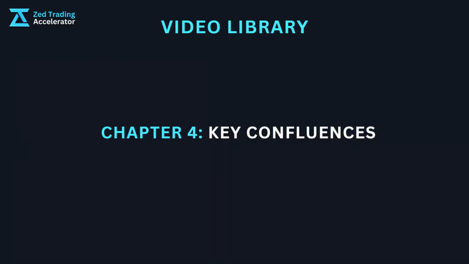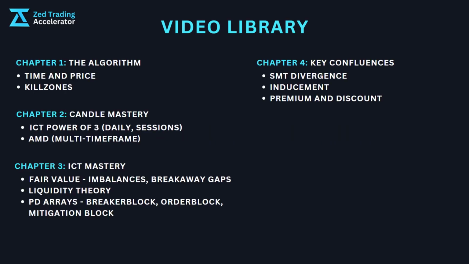So chapter 4, we have key confluences. For our key confluences, I will explain to you the SMT divergence, or the smart money technique divergence. This is very, very important. This is a very good confluence. This is what I use the most, SMT divergence.